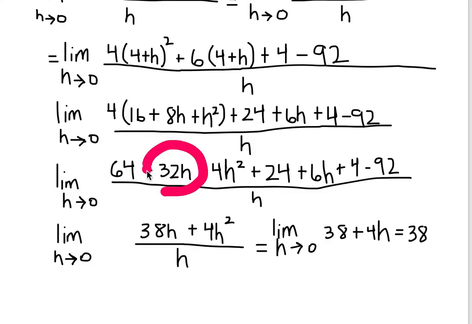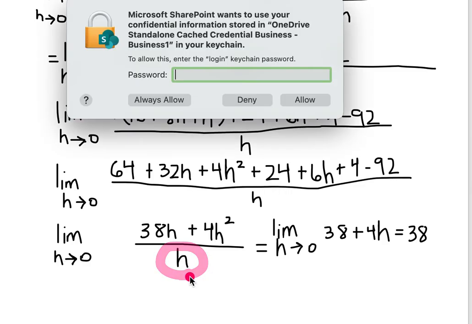And then I have the 32h plus the 6h. That gives me a 38h. And then I have 4h squared. That's this. I have nothing else I can combine with that. And then I still have this h in the denominator.